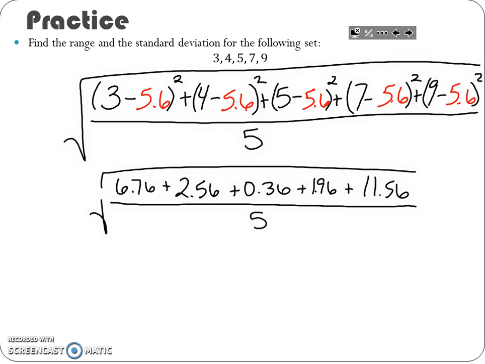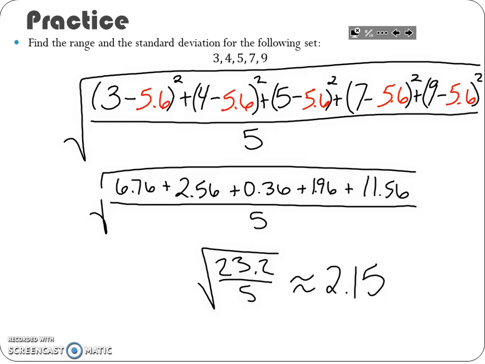So I'm going to do 11.56 plus 1.96 plus 0.36 plus 2.56 plus 6.76, and that equals 23.2, divided by 5, and then I take the square root of that. So 23.2 divided by 5 gives me 4.64, and I need to take the square root of 4.64, which gives me approximately, it's not exact, approximately 2.15. So my standard deviation is 2.15.